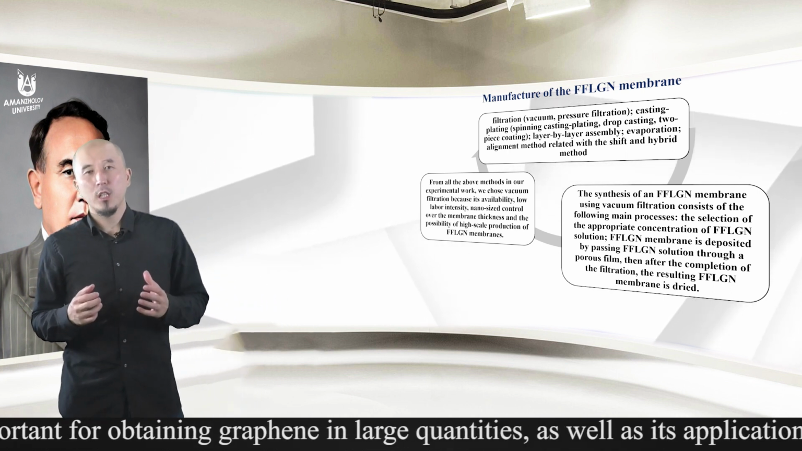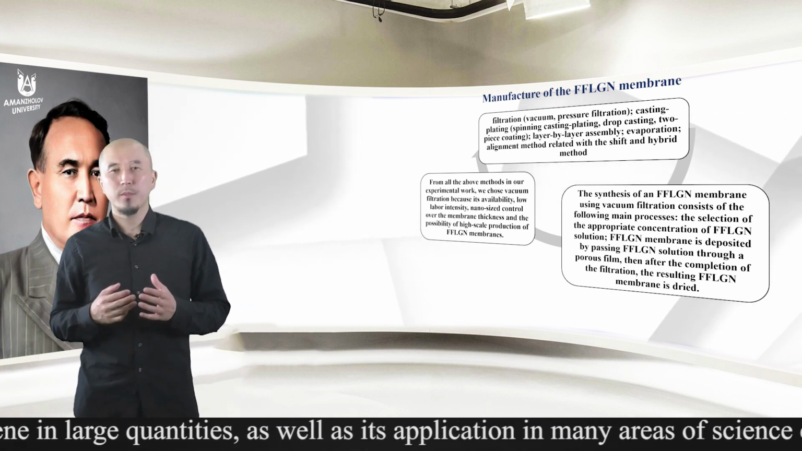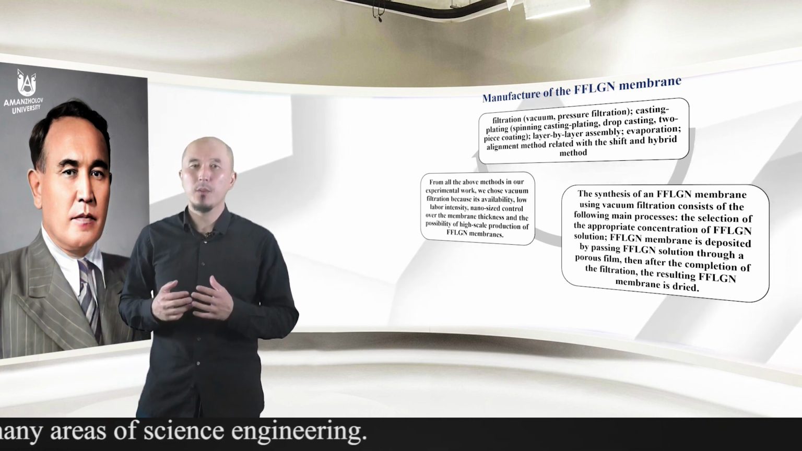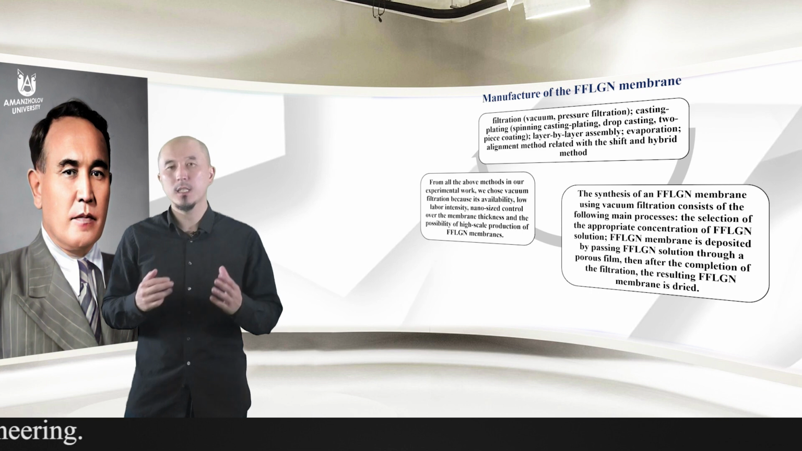Thus, obtaining FFLGN and FFLGN membranes is important for obtaining graphene in large quantities, as well as for its application in many areas of science and engineering.